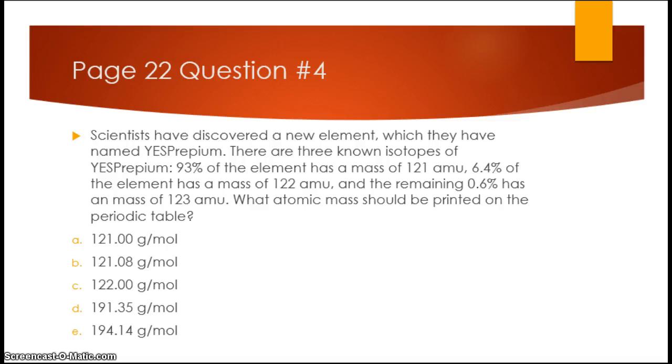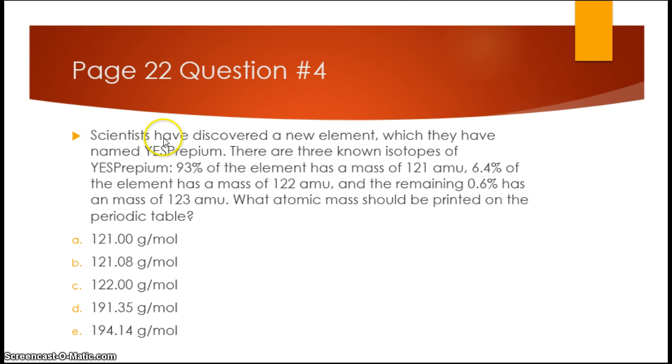All right, so if we read the question, scientists have discovered a new element which they have named yesprepium. There are 3 known isotopes of yesprepium. 93% of the element has a mass of 121 atomic mass units, or AMUs. 6.4% has a mass of 122 AMU, and the remaining 0.6% has a mass of 123 AMU. What atomic mass should be printed on the periodic table? This is a classic question where they give you a fake element with fake data and you have to calculate the atomic mass. Remember, the atomic mass is nothing more than an average of all this information.